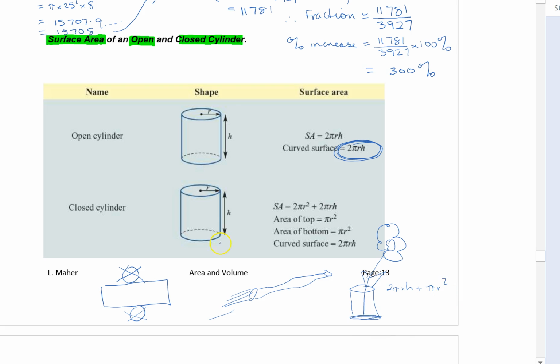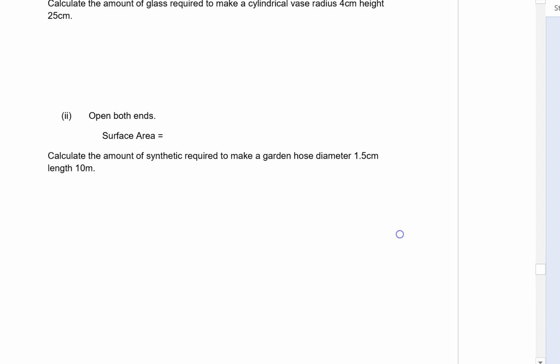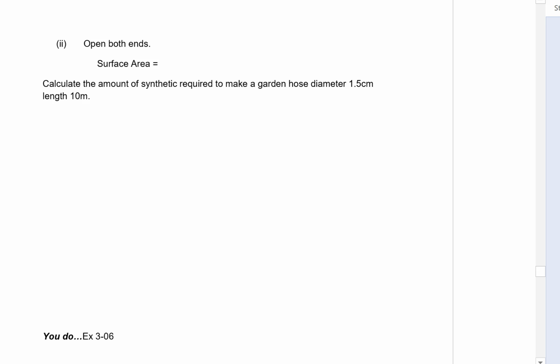It's important that you understand the difference between open and closed cylinders, and in doing that you need to develop an understanding of what these aspects of the formula are representing. Circles, 2 circles, and this is the curved surface part only. I'll do these examples with you in class, but you should be able to get started on some of the easier questions out of 306.